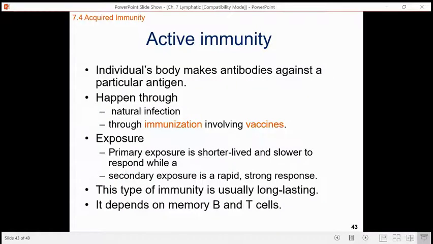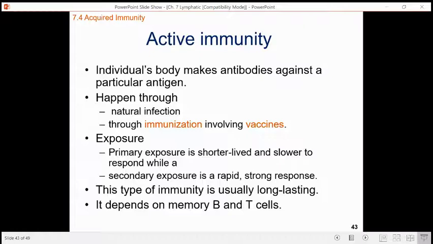Active immunity is when the individual's body makes antibodies against a particular antigen. Remember, that's the foreign substance like the virus or the bacterium. It can either happen through natural infection. You're exposed to something, you get sick with it, your immune system responds, and then you keep those memory B and T cells around. So if you were ever exposed again, you can ramp up the antibodies and prevent an infection a second time.